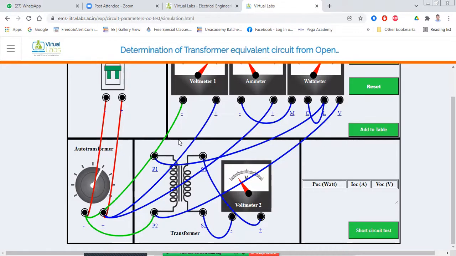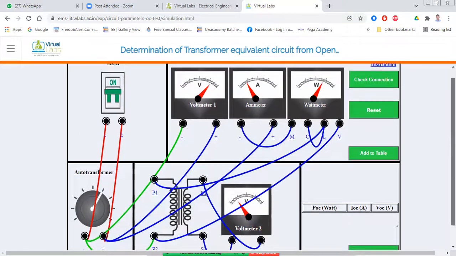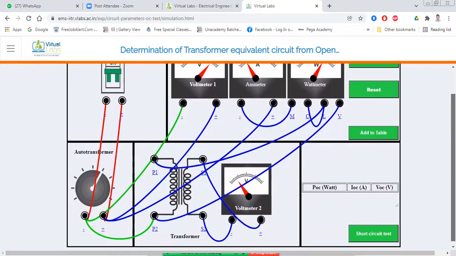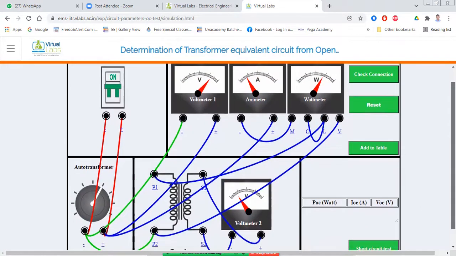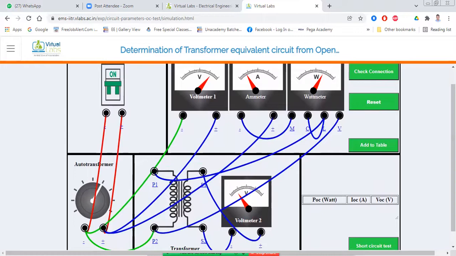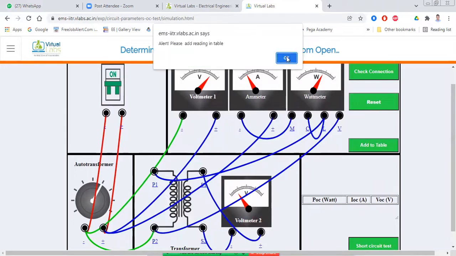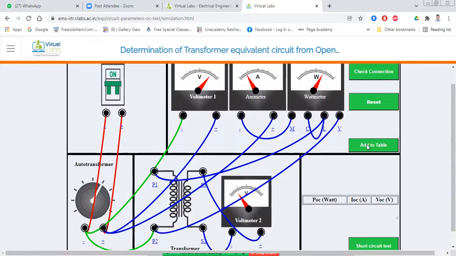Now you can see all the meters are showing some reading here, so we can note down all the readings. First add to the table, and now we have the readings: open circuit wattage, open circuit current, and open circuit voltage.